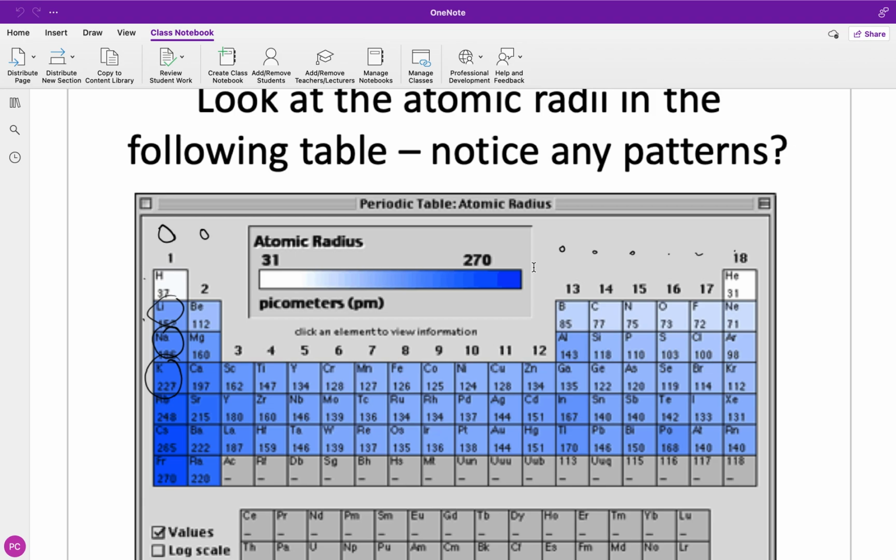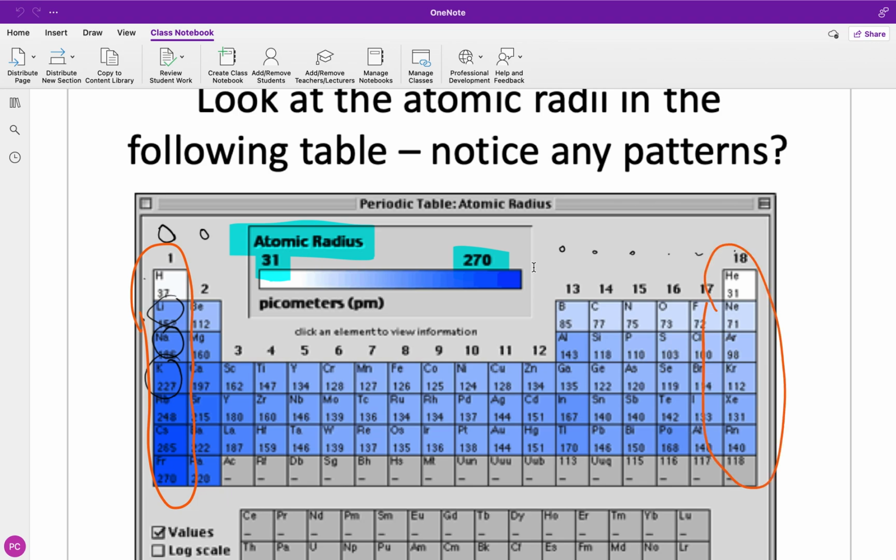You'll notice in your log tables you have a few periodic tables, and you say, why do you need more than one? Because they tell you different trends. Up here they have the atomic radius. If it's white, the atomic radius is really small, and if it's really dark blue, it has a really big atomic radius. Looking down this column on the left-hand side, the atomic radius is really big, whereas over here it is quite small.